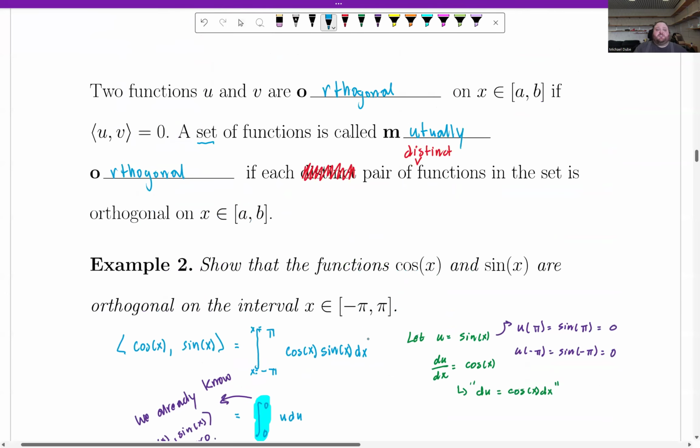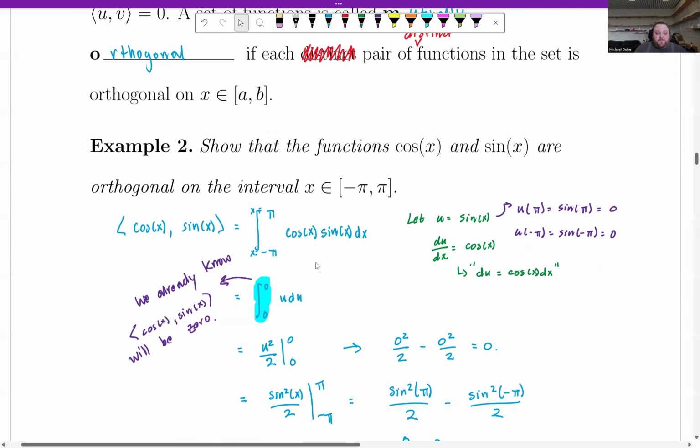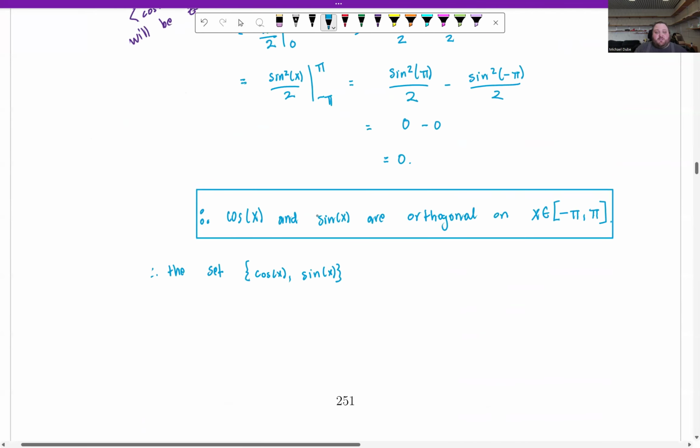A set of functions is called mutually orthogonal if each pair of distinct functions in the set is orthogonal on our interval x is an element of [a, b]. So the set {cos x, sin x} is mutually orthogonal on x is an element of [-π, π].